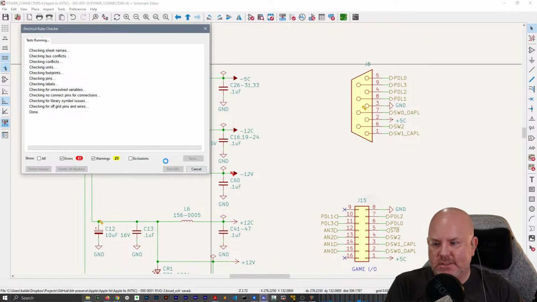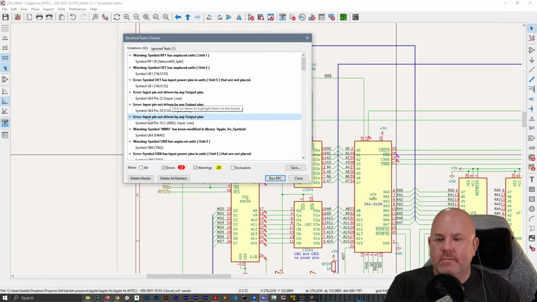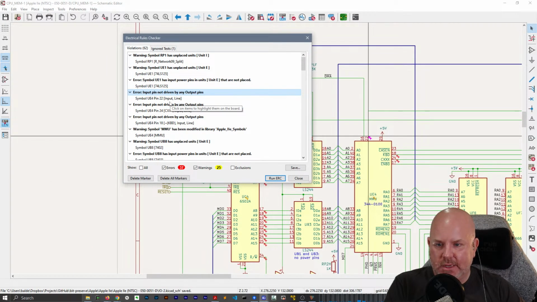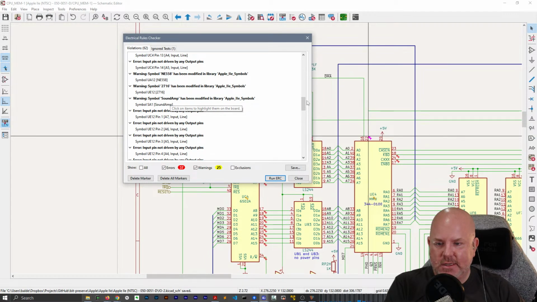So let's see what DRC says. Input pin not driven by output. Okay, that's good. That's fine. We'll get to that one. I'm looking for the power flag. I don't like how often that's coming up. Jeez.